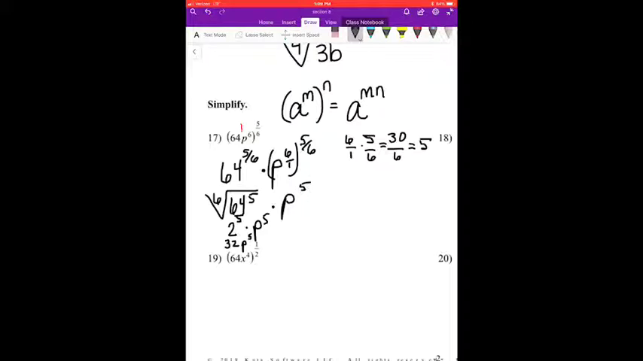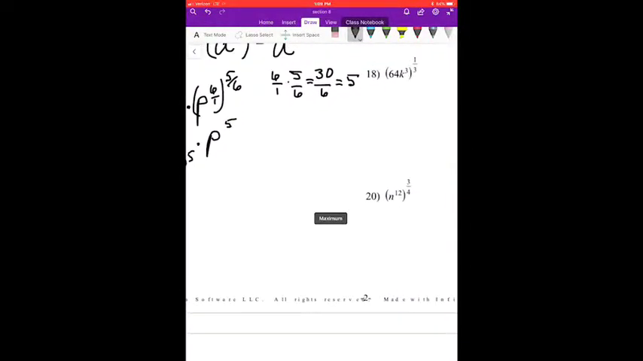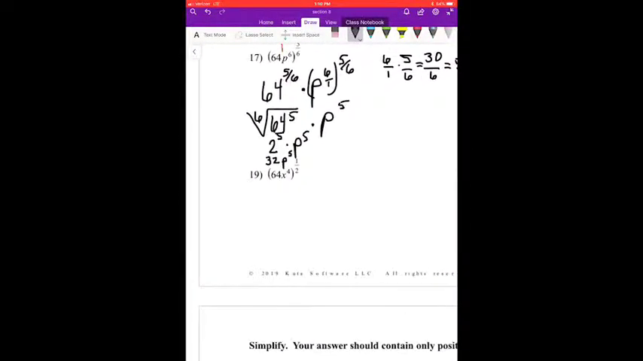I could have also done 64 raised to the 5th power first, which is a gigantic number, and then taken the 6th root of that and gotten the same thing. Gigantic. Yeah. Now you're messing me up. All right, so each one of those is different. All right, let's look at 19. So 64 is being raised to the 1/2, and x to the 4th is being raised to the 1/2.